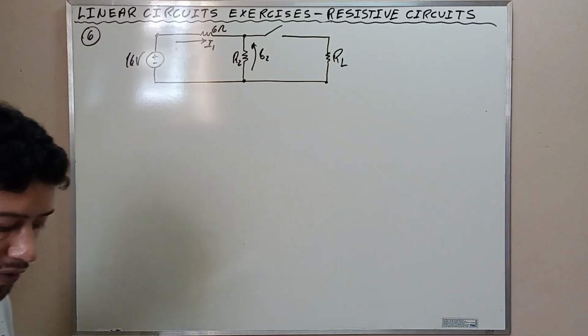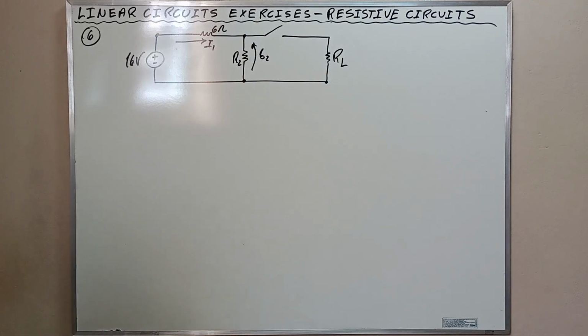Consider the circuit of the figure. With the switch open, the value of V2 is 10 volts. On the other hand, with the switch closed, the value of V2 is 8 volts. With this data, determine the values of R2 and RL. Alright, my friends, this is the exercise.